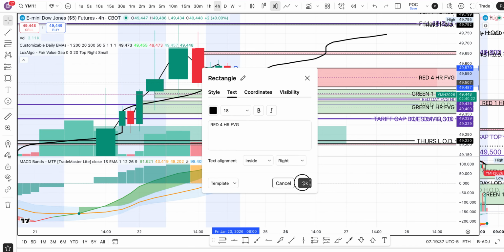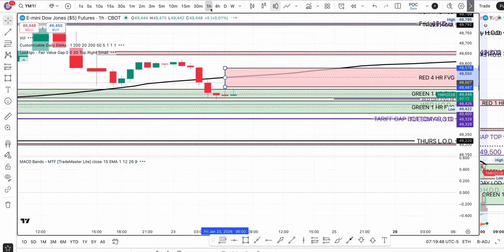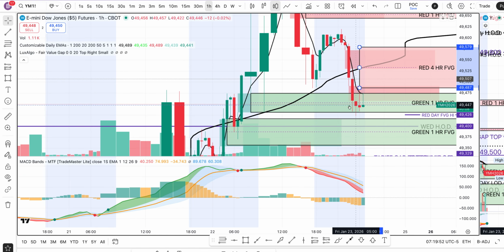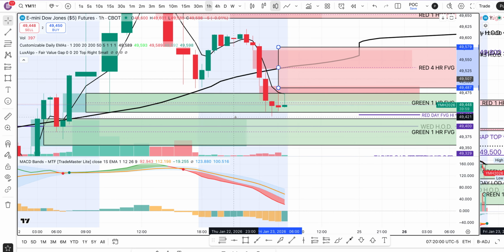Then I found a couple more that were green on the way up, and I've marked them here. These are 1 hours. This 1 hour was created between these 2 points, and this one was created between these 2 points. So that's what we're dealing with right now.